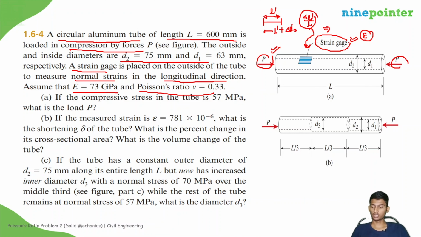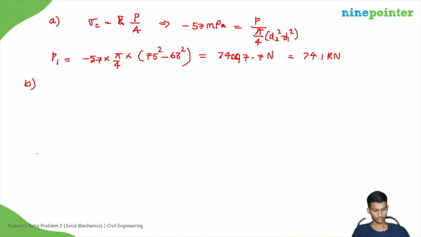The second question is: if the measured strain is given, meaning the strain gauge is measuring the strain epsilon, and that epsilon is 781 into 10 power minus 6, what is the shortening delta of the tube? What is the percentage change in cross-sectional area? And what is the volume change of the tube? So let us go ahead.